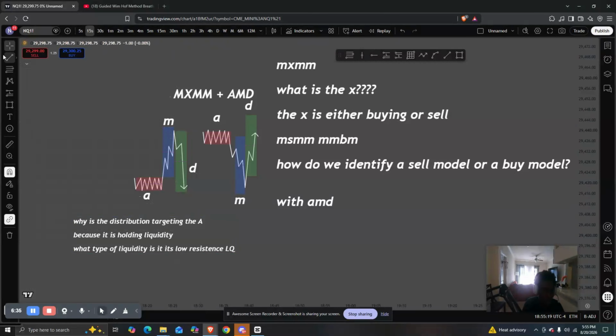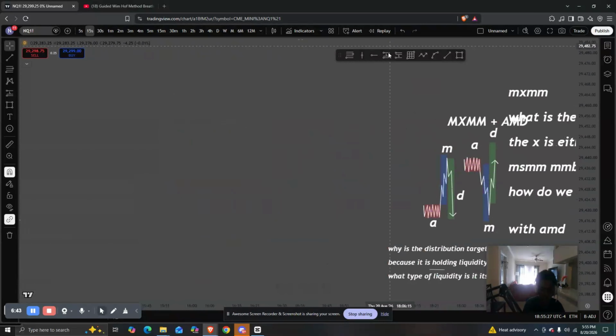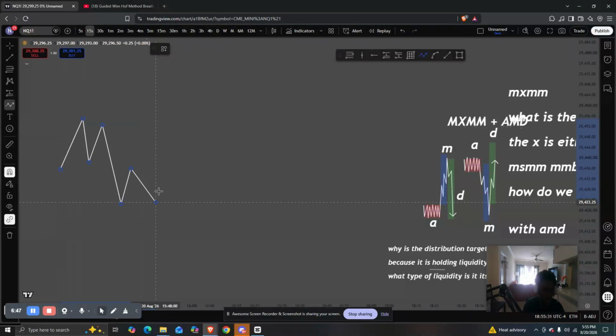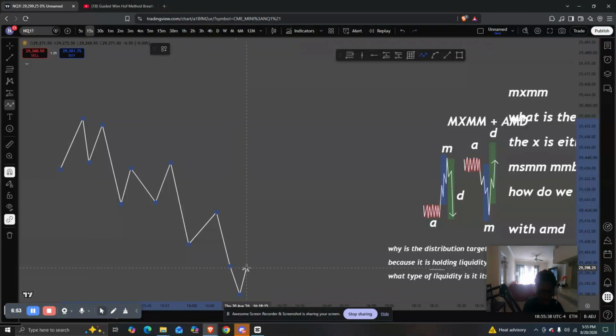But what is liquidity? What is this thing called liquidity? The market has highs and lows, so obviously it's going to go like this, like this, like this, like this. It's kind of accurate. Let's just do a buy model.